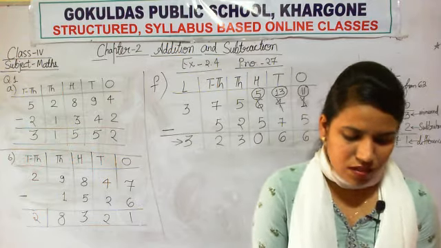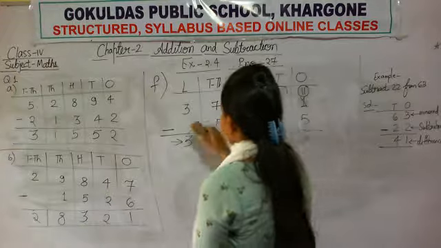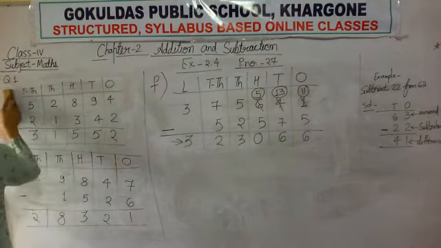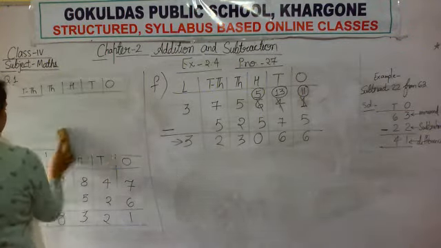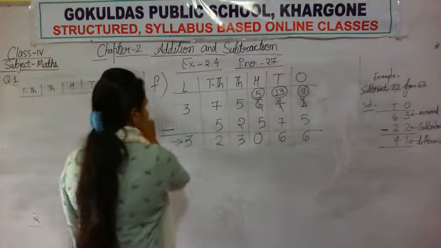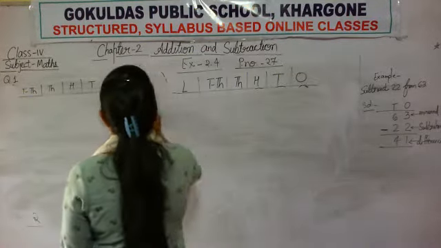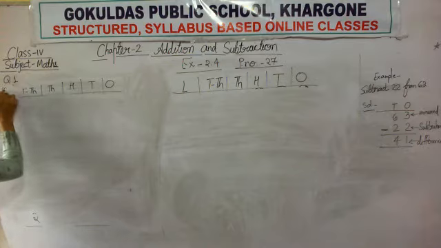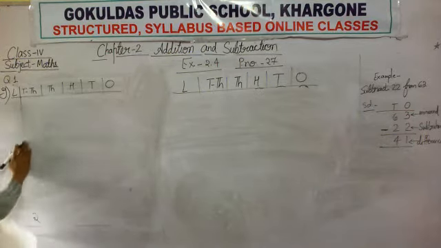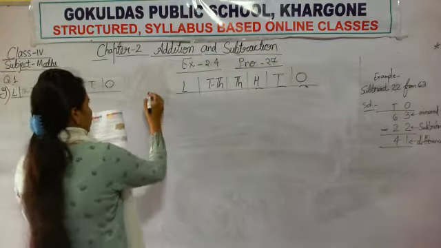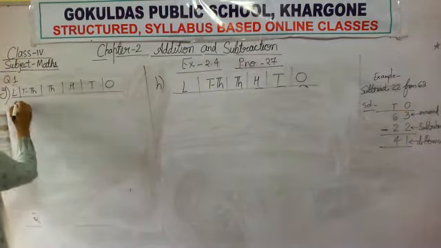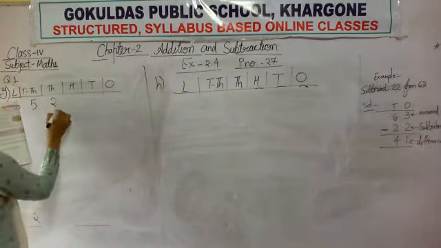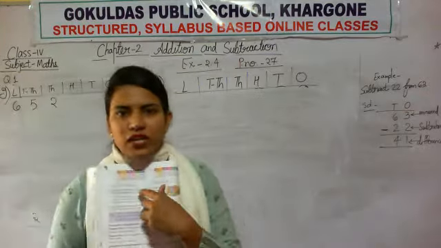Now part G of question number 1. Let's do part G and part H. Your number is 6,52,000. You see that both the numbers in the question are written like this.